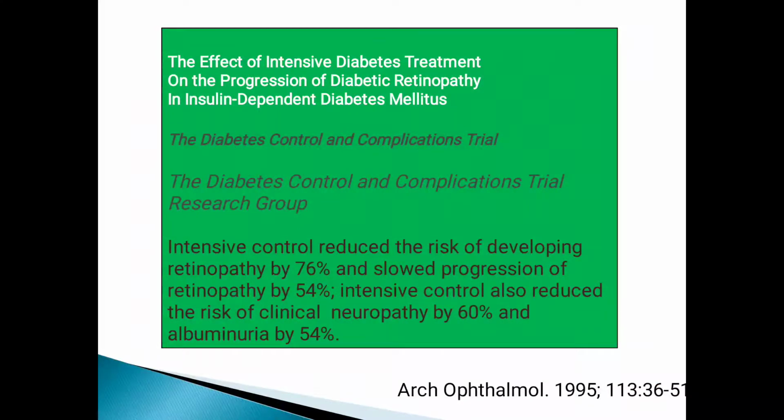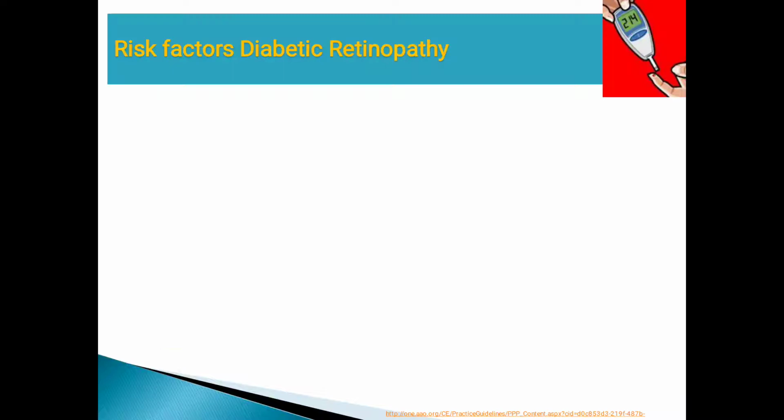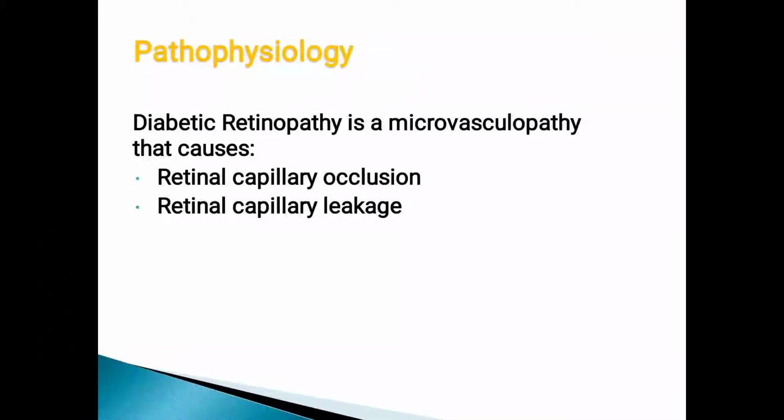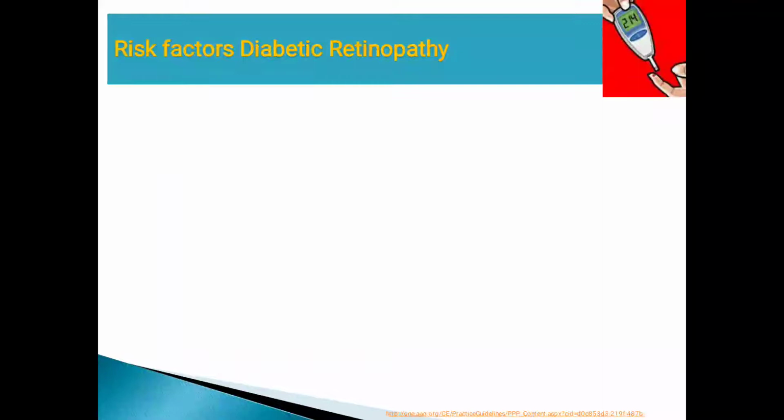So there was a trial called the Diabetes Control and Complications Trial, which basically assessed whether control of diabetes reduces the risk and severity of diabetic retinopathy. So what did this trial deduce? This trial found that intensive control of diabetes reduced the risk of developing diabetic retinopathy by 76% and slowed progression of retinopathy by 54%, and it also reduced the risk of clinical neuropathy and albuminuria. So these were some of the risk factors of diabetic retinopathy.